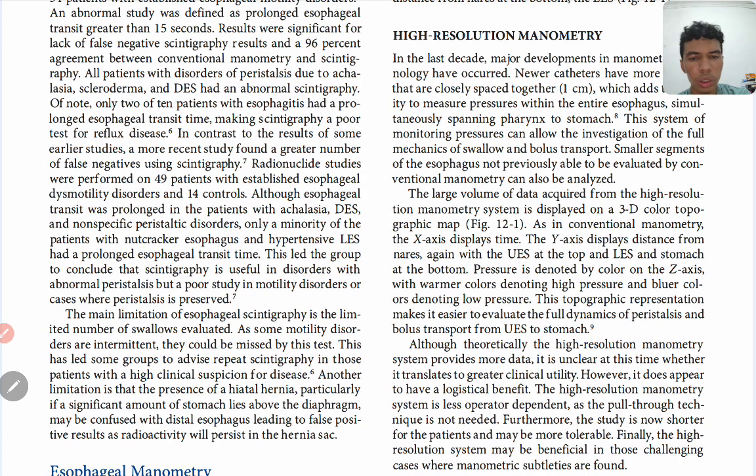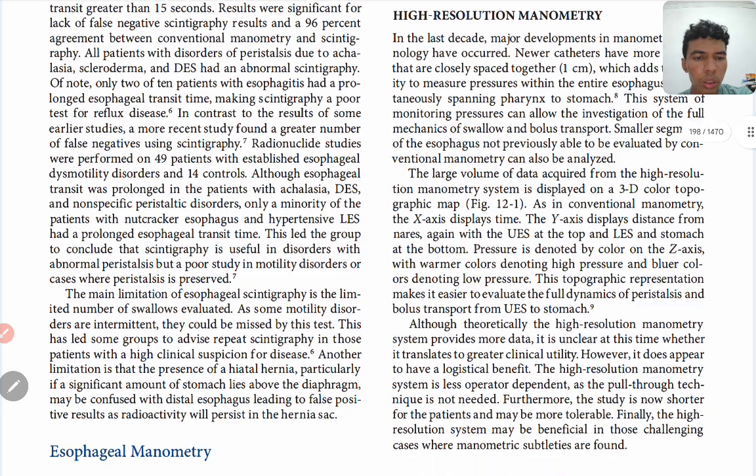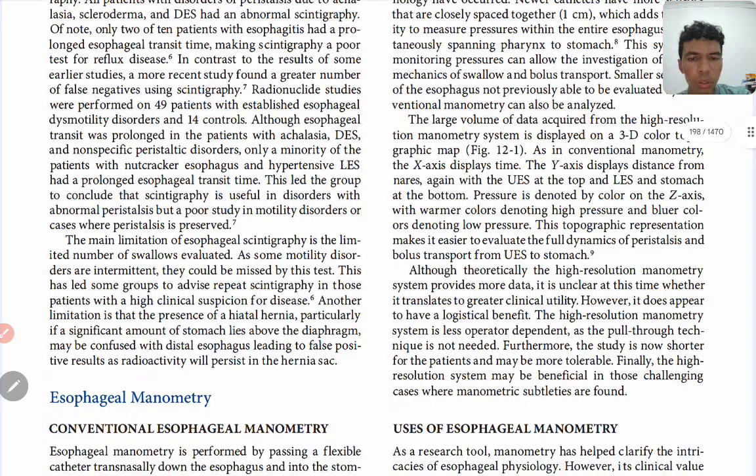UES to stomach. Although theoretically the high-resolution manometry system provides more data, it is unclear at this time whether it translates to greater clinical utility. However, it does appear to have a logistical benefit.